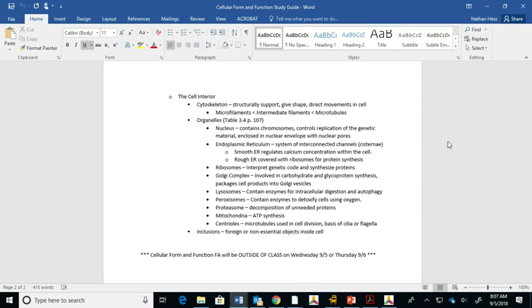We talked about the nucleus that contains the DNA, right? The chromosomes are all there, covered in that nuclear envelope with the nuclear pores, letting things in and out. Endoplasmic reticulum: smooth ER with no ribosomes, and the rough ER that has ribosomes, right? The smooth guys are regulating calcium concentration, amongst other things. That's what I want you to know about it. And rough ER, again, is for protein synthesis. It carries the ribosomes that do the protein synthesis, right?